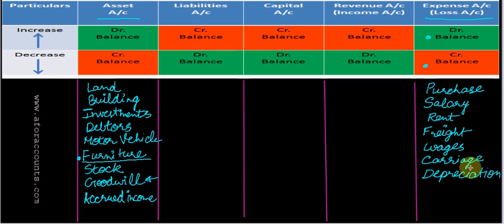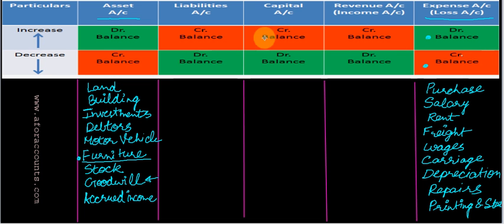So whenever there is depreciation, just debit the balance. Repairs, printing and stationery, apply the same rule as you apply in assets account. Debit when it increases, credit when it decreases. Debit when your expenses or losses increase, credit when they decrease.